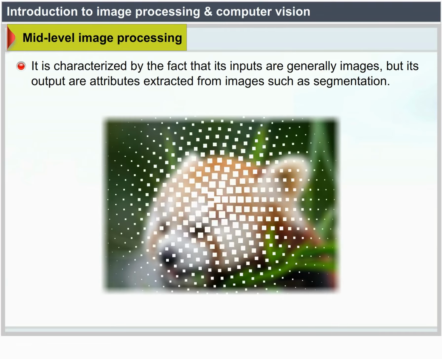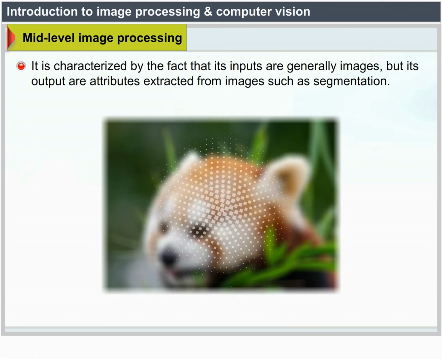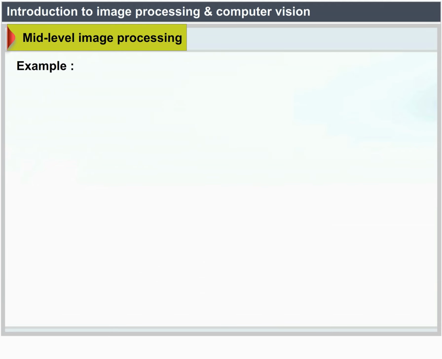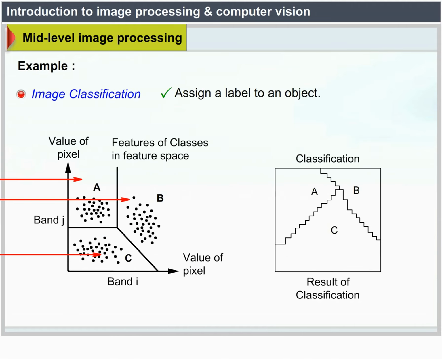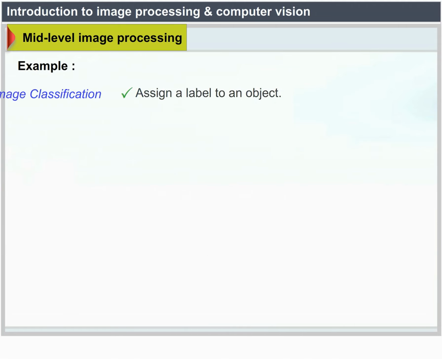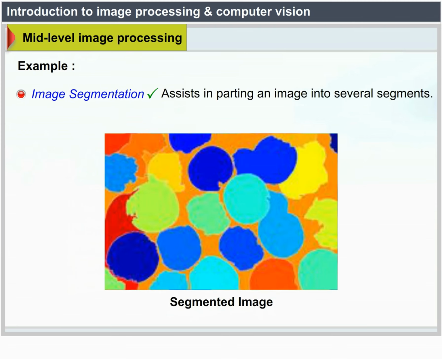Mid-level image processing. It is characterized by the fact that its inputs are generally images, but its outputs are attributes extracted from images, such as segmentation. Example: image classification. Assign a label to an object. Image segmentation, used to partition an image.